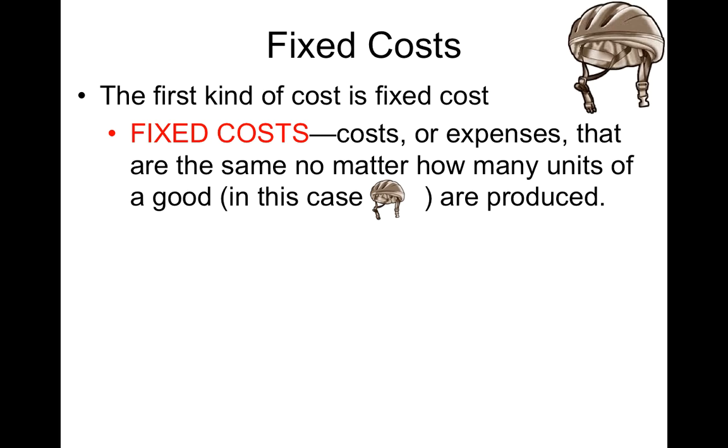If I have a utility bill, that generally doesn't change as long as the machine is running. It doesn't matter how many helmets I'm making. As long as it doesn't change with how many units I'm making, then it's fixed. If the lights are on, it doesn't matter how many helmets I make inside, the lights don't care. It costs the same amount to have the lights on, regardless of how many helmets I make. That's a fixed cost. All of those fall under fixed costs.